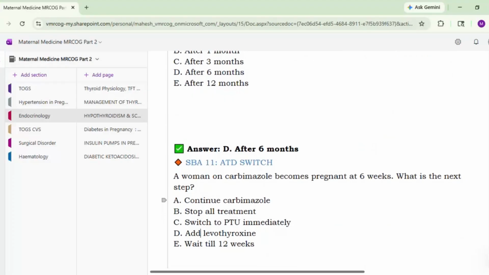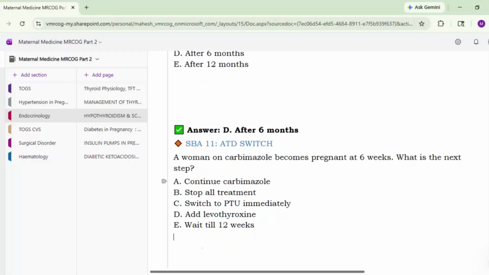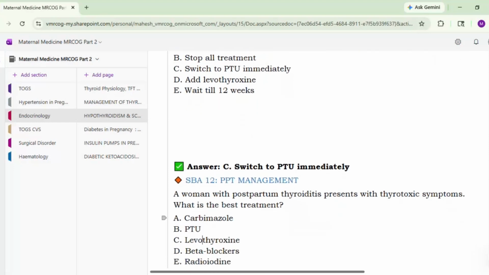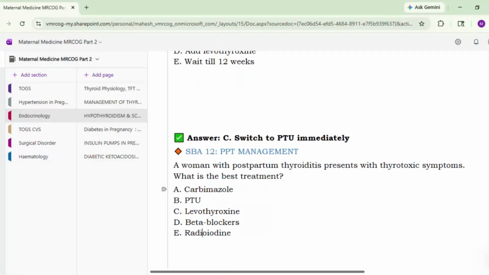A woman on carbimazole becomes pregnant at 6 weeks. What is the next step? It is C, to switch to PTU immediately. Before 10 weeks only, because after 10 weeks there is no change in the outcome from the switch.